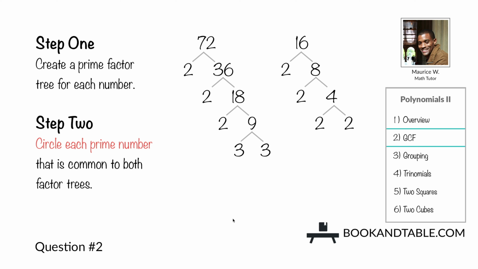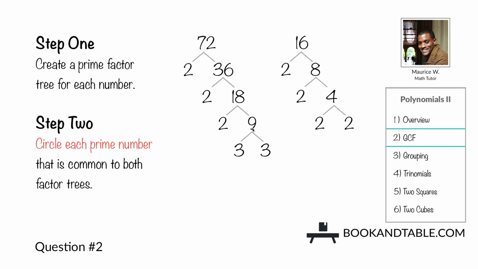Question number 2. You are asked to find the greatest common factor of 72 and 16. So step 1, create a prime factor tree for each number. 72 is an even number, so we start by dividing it by 2, giving us 2 times 36. 36 is an even number, so we divide it by 2, giving us 2 times 18.